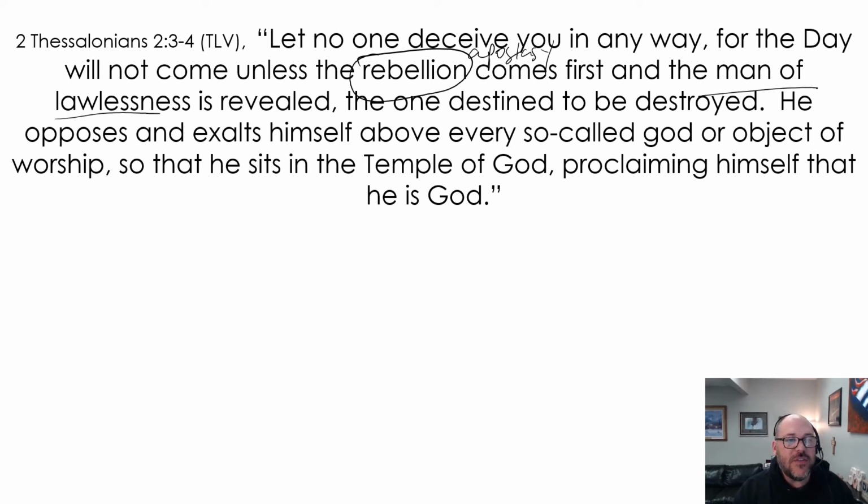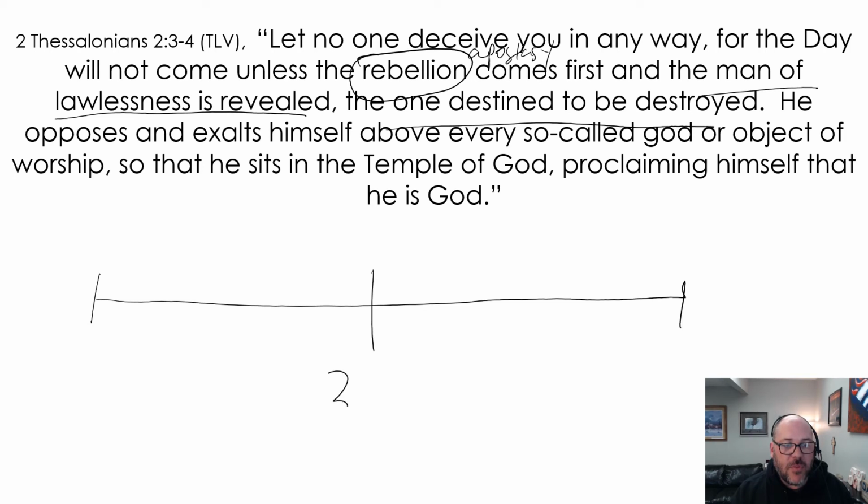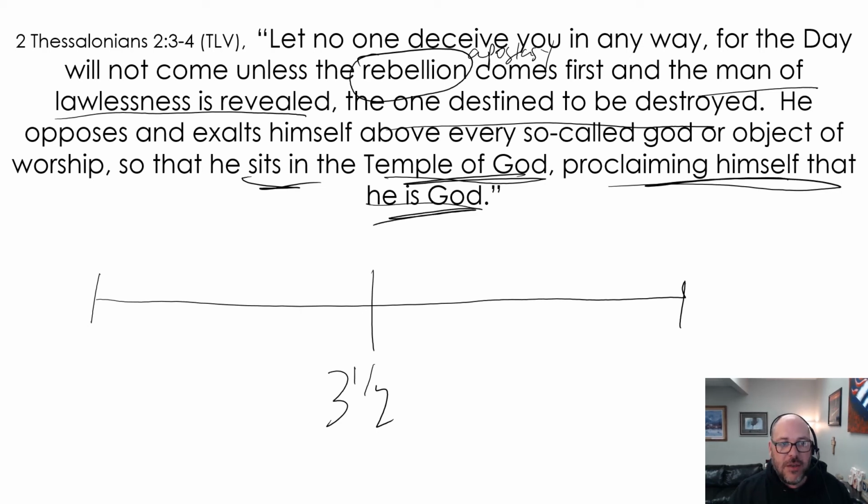and the man of lawlessness is revealed. That is the Antichrist, the one who is destined to be destroyed at the end. He opposes and exalts himself above every so-called God or object of worship, so that he sits in the temple of God proclaiming himself that he is God. So at that 3.5 year mark, he will sit in the temple of God, and he will proclaim himself that he is God. That's what Paul says. But that's also exactly what the book of Daniel says. So let's keep going in the book of Daniel with the events that are happening during the time of tribulation.